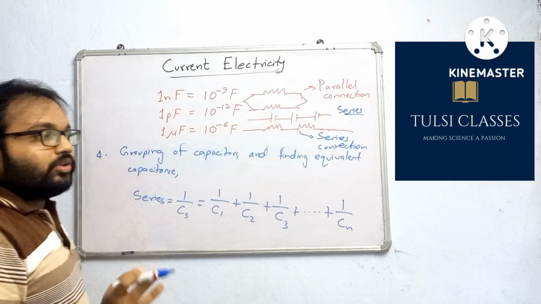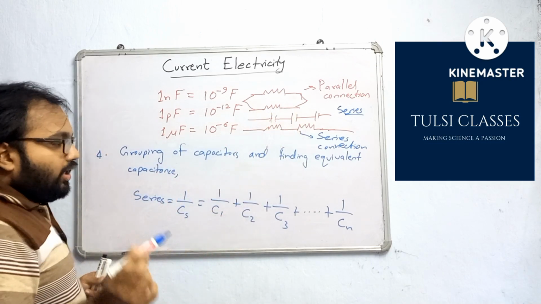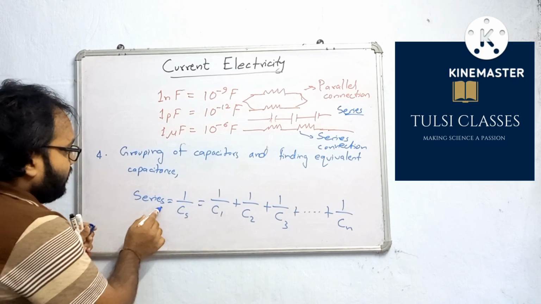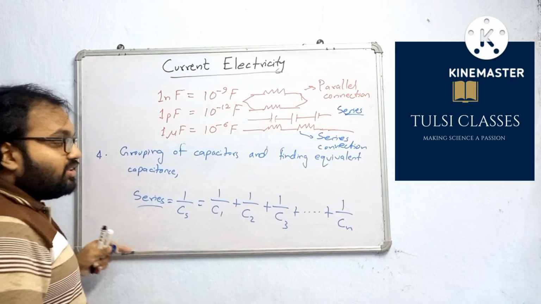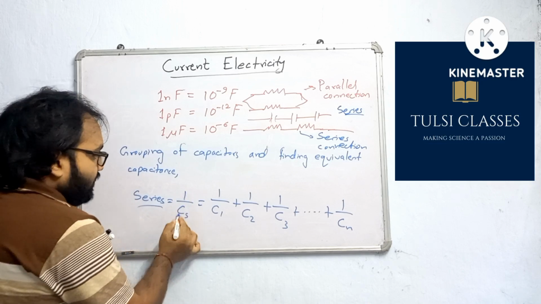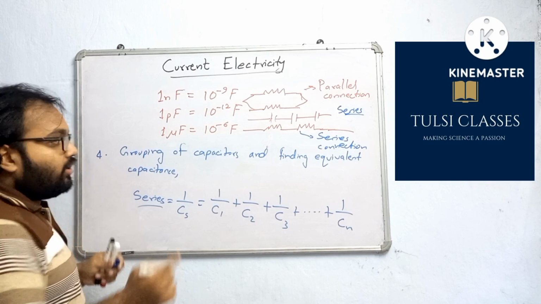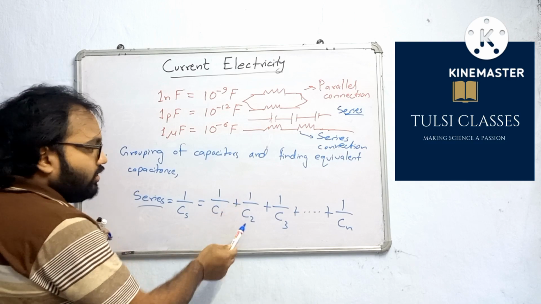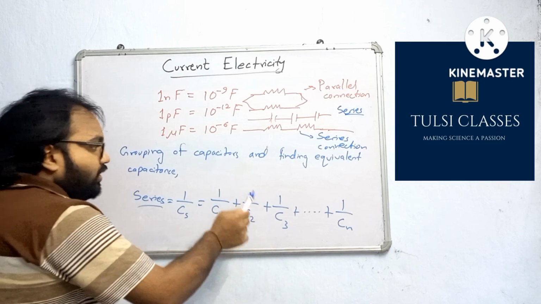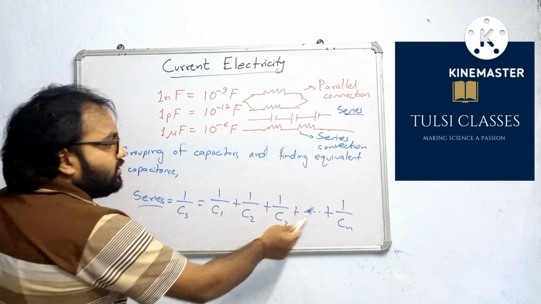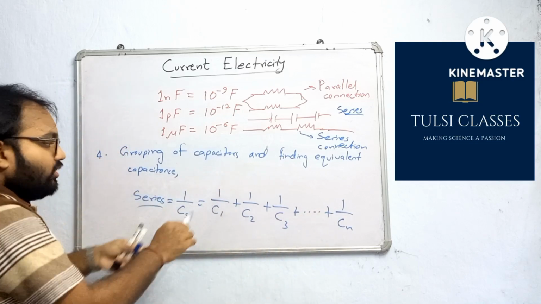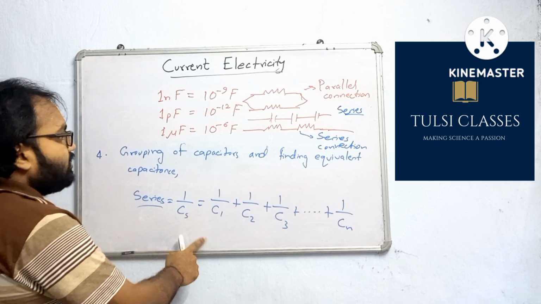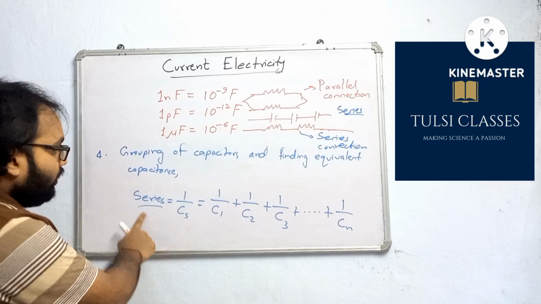Now, how to find equivalent capacitance? Suppose n number of capacitors are grouped in series connection. Then 1 by Cs, Cs is the equivalent capacitance, will be equal to 1 by C1, you will put the value, plus 1 divided by the value of C2, plus 1 divided by the value of C3, plus in the same way, and then you will reverse it to get Cs. This is 1 by Cs. So this is the equivalent capacitance when capacitors are grouped in series.